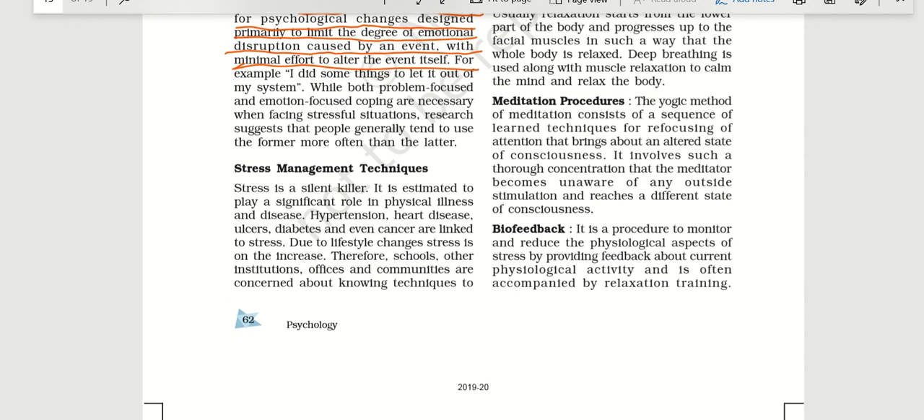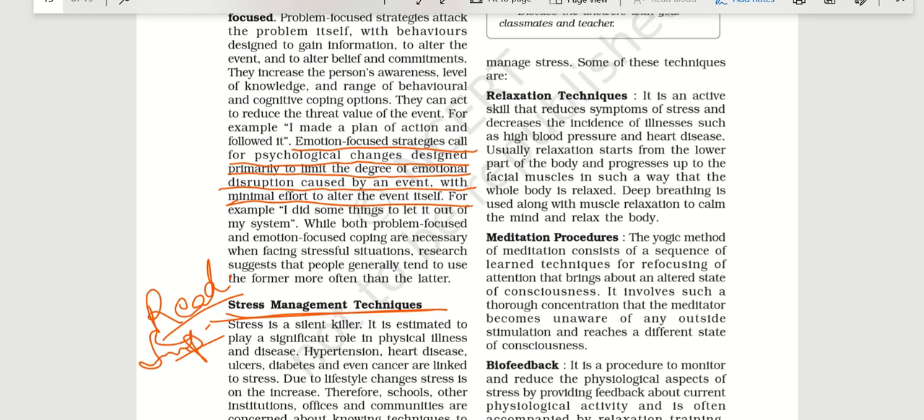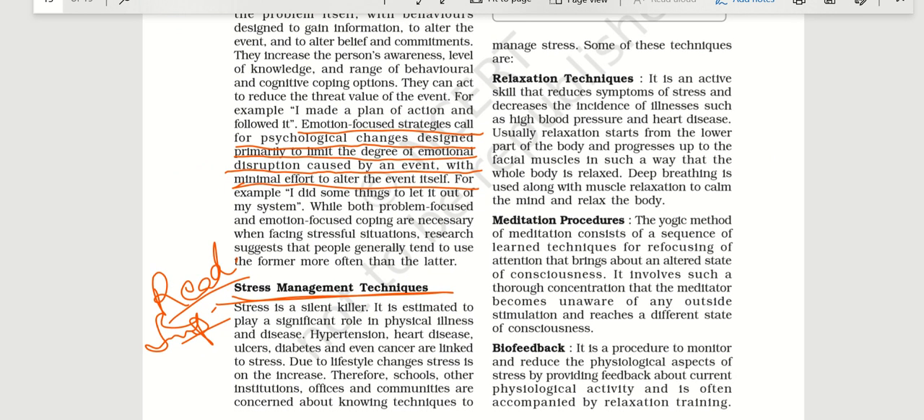Then we have stress management techniques. I would suggest you read them, because again, this is important. This can be a part of a question, like, mention the stress management techniques and talk about them in brief.